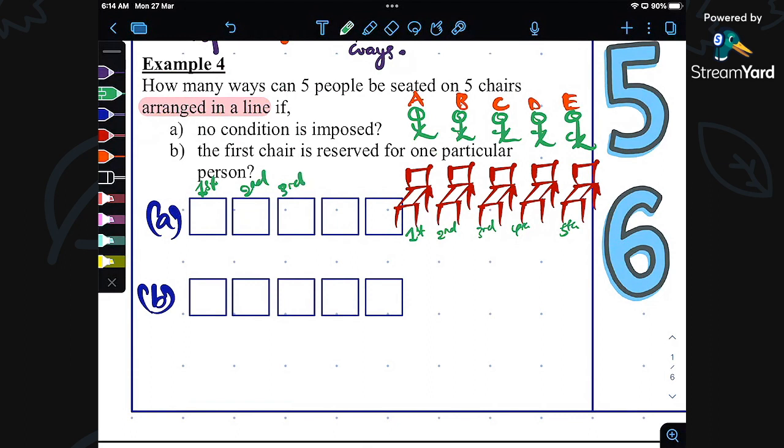Okay, the first one is the most important. The first chair can be seated by whoever person. It doesn't matter whether person A, person B, person C, person D, or person E. Anyone can sit on the first chair. So we say 5 people can be seated there. So let's say person A is already seated there. Who is left? Person B, person C, person D, person E are left.